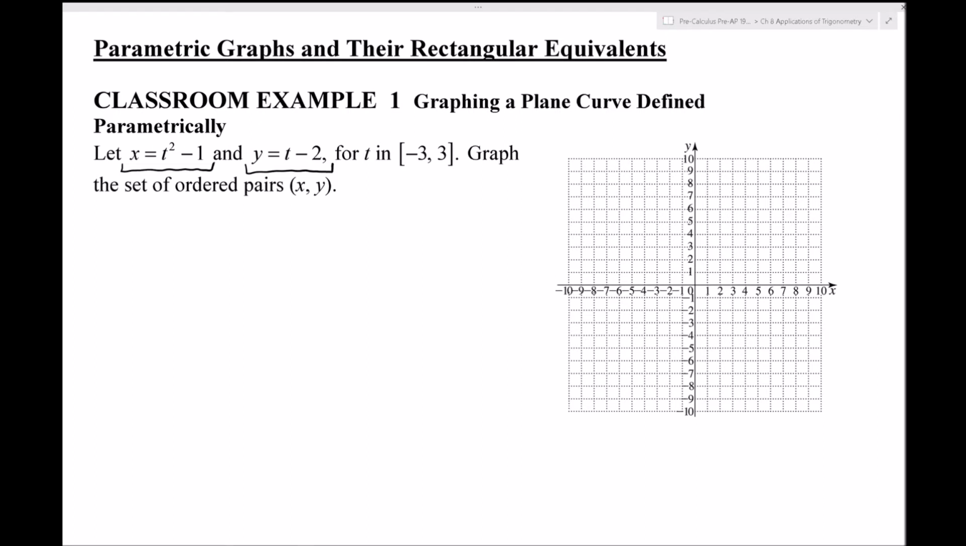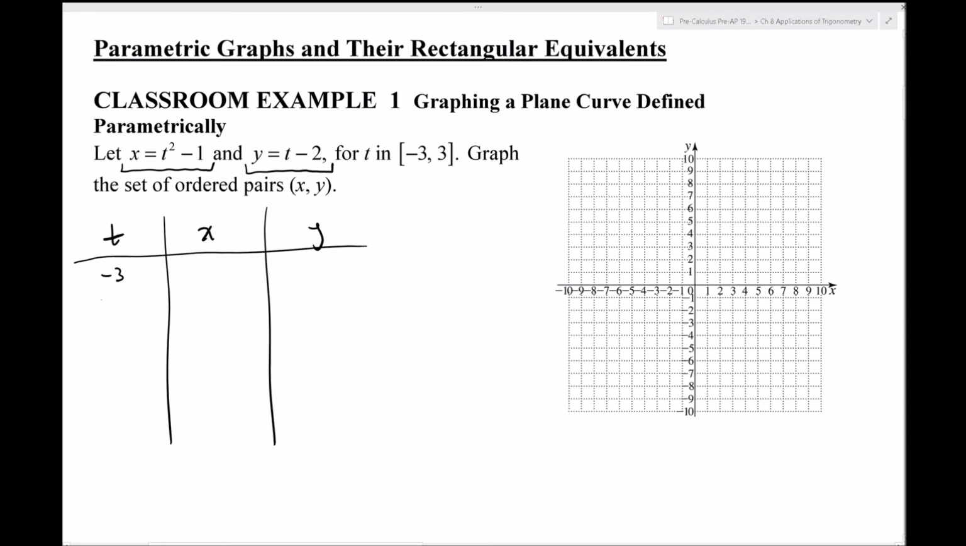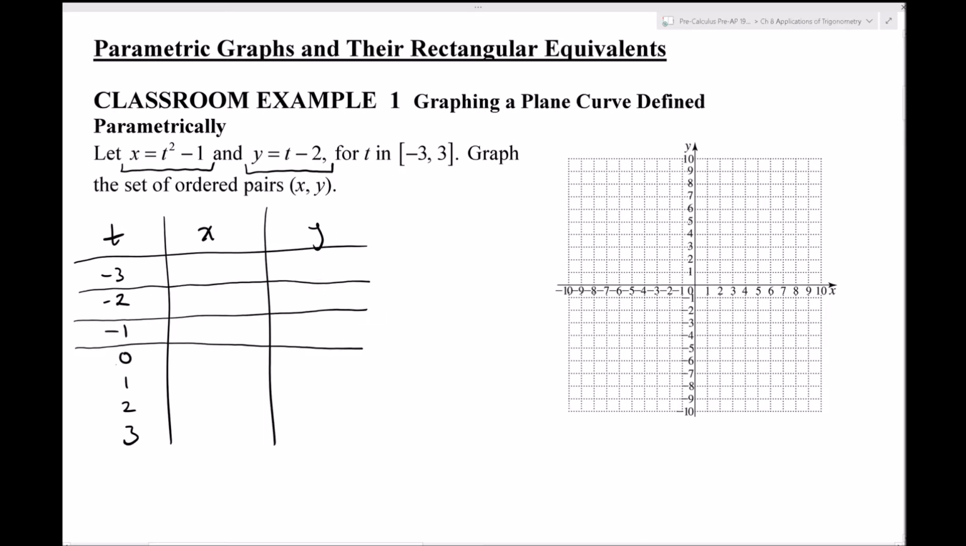So here's what we do. I'm going to make a table, and the table is going to have 3 columns now. So t, x, y, if that makes sense. Hopefully it does. So -3, and we're going to do this every one value up. So -2, -1, 0, 1, 2, 3. I'll make vertical separations for each of these, so that way we have rows now.